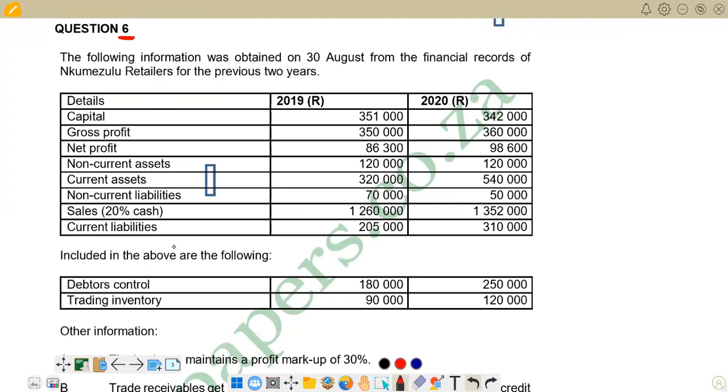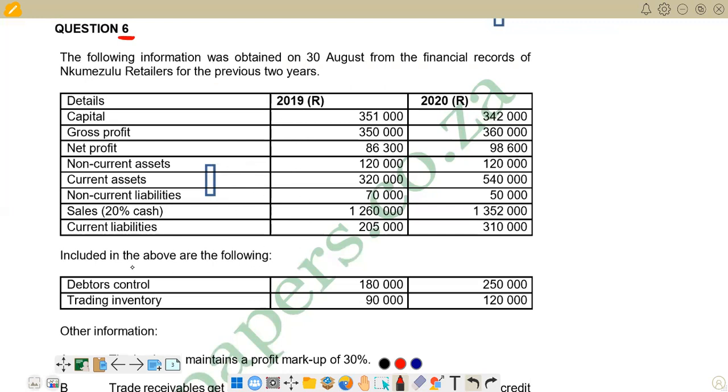So we are given the information that we have there on the list of balances, whereby we've got a column for 2019 and also have a column for 2020. So what does it mean? It means the current year is 2020, and this one becomes the previous year. 2019 is the previous year.